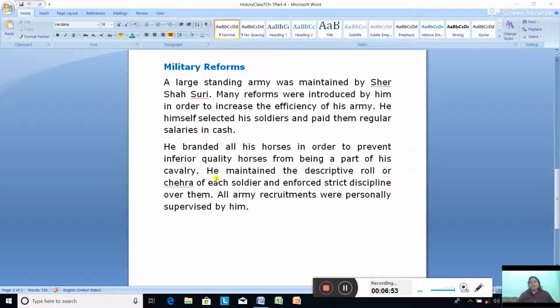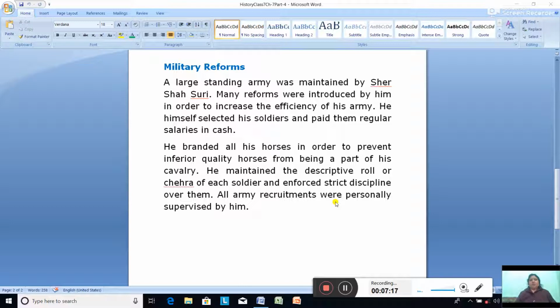And he maintained the descriptive roll, that is chehra. Today we have identity cards; it is something like an identity card. So he maintained the descriptive roll or chehra of his soldiers and enforced strict discipline over them. All army recruitments were personally supervised by him.